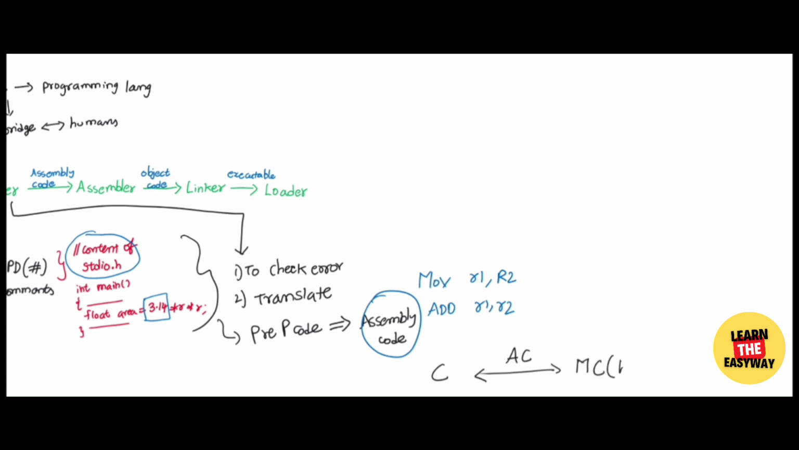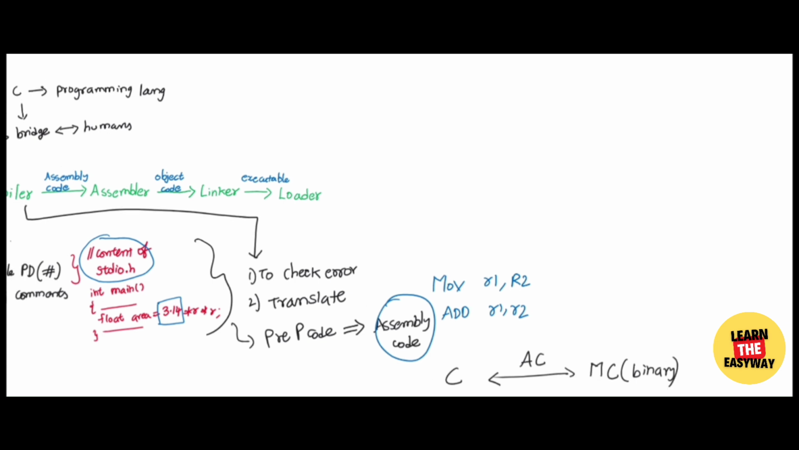This machine code is simply our binary code. To convert this assembly language code into this machine language code, we will be giving this assembly code to the assembler. This is the assembler, and the job of the assembler is to convert assembly language code to machine code or binary code. So this code will be completely in zeros and ones.